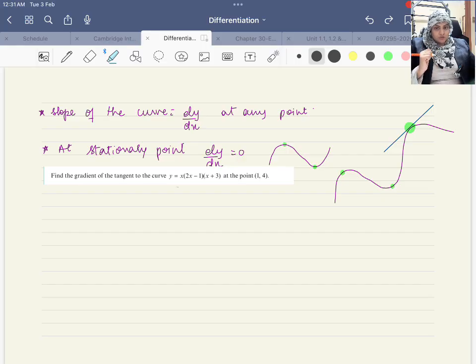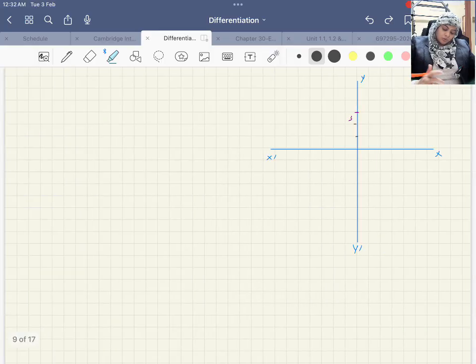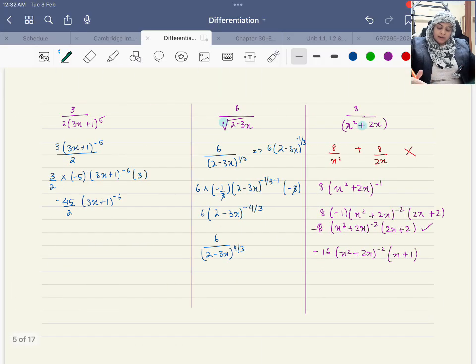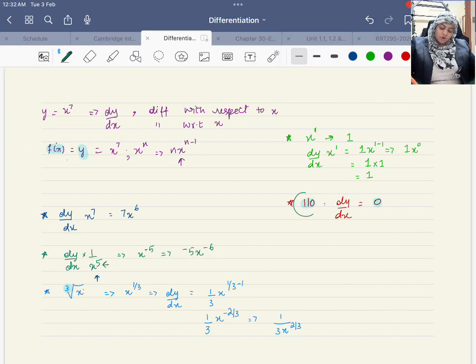Now that I've told you that the slope of the curve is the differential, meaning dy by dx, let's have a look at a graph. Suppose this is a grid right now, not a graph, and I draw a line parallel to the x-axis and cutting the y-axis. So let's say this is the line. This is y is equal to 3, f(x) is equal to 3, or y is equal to 3. Here I had written 110 or any constant. So y is equal to 110.